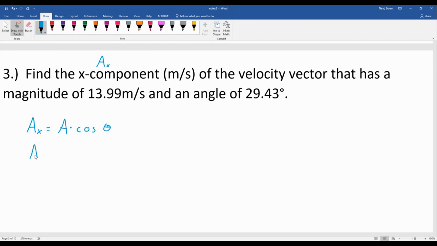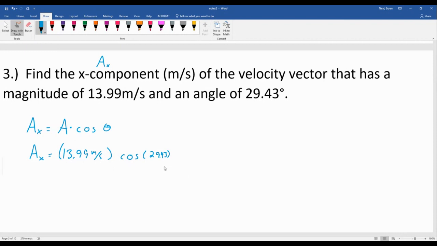All right, but here we don't know the x component. We do know that the original was 13.99 meters per second. Cosine is just part of the definition and how we draw these out. And then the angle this time, theta, remember, has to do with the angle, is the 29.43 degrees.